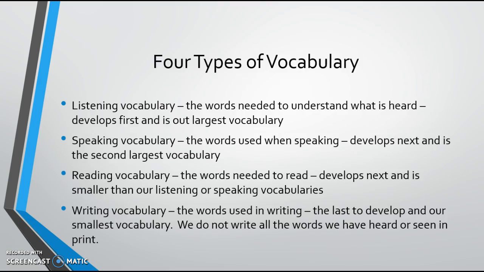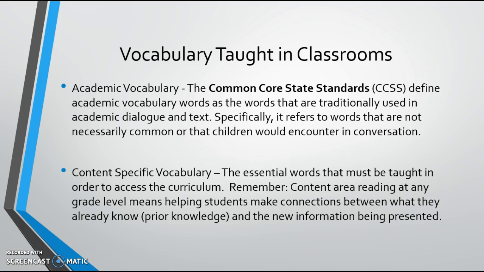There are 4 types of vocab: listening, speaking, reading, and writing. Listening being our largest of words that are heard. Speaking is words we use when speaking. Then reading, words we apply to text. And writing, words that we use in our own writing. And writing vocabulary is the smallest.